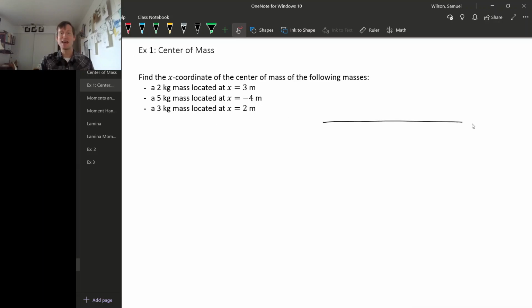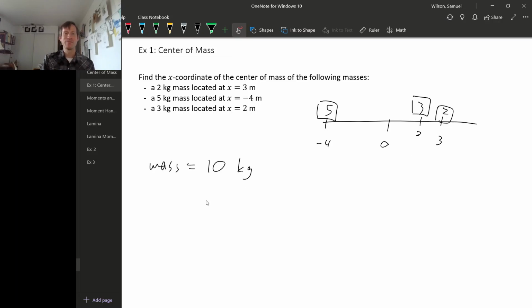So if here's x equals 0, we have a 2 kilogram mass placed at 3 meters, and we have a 5 kilogram mass placed at -4 meters, and we have a 3 kilogram mass placed at 2 meters. So like this. Let's find the center of mass of these things. We know we're going to need the total mass, which is just the sum of all of these, 5 plus 3 plus 2, so 10 kilograms. Now we're going to need the moment about the y-axis, or the moment about x equals 0.